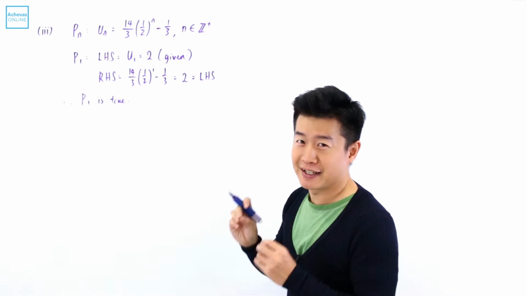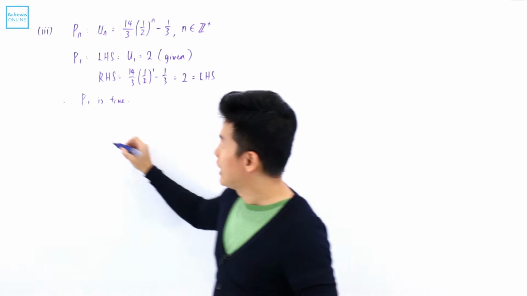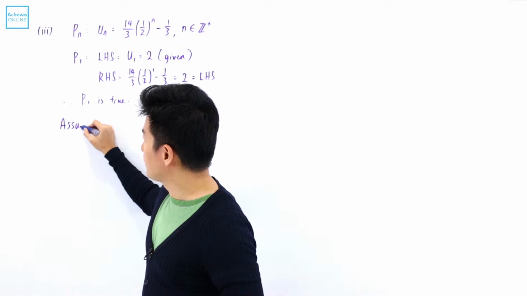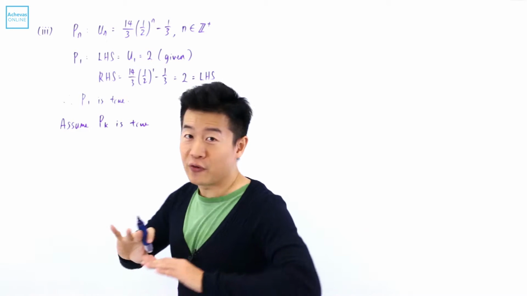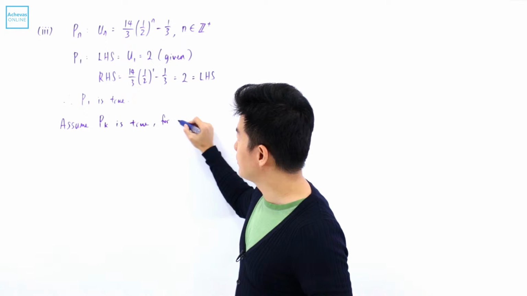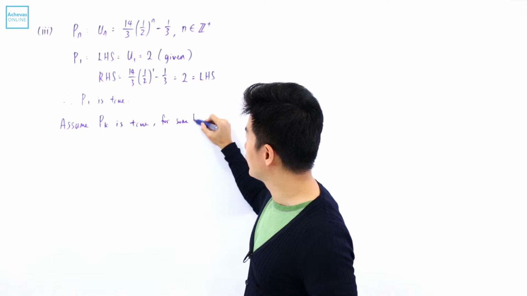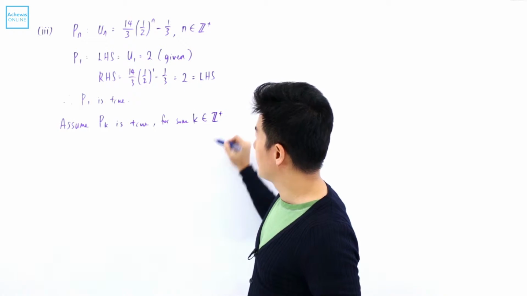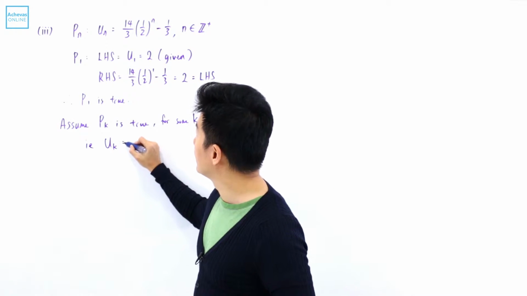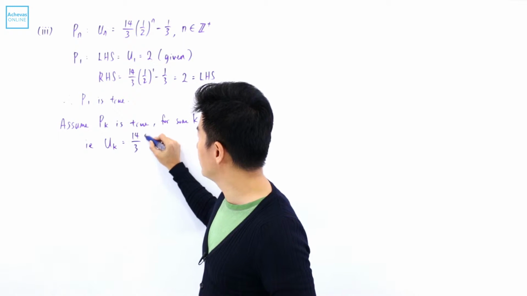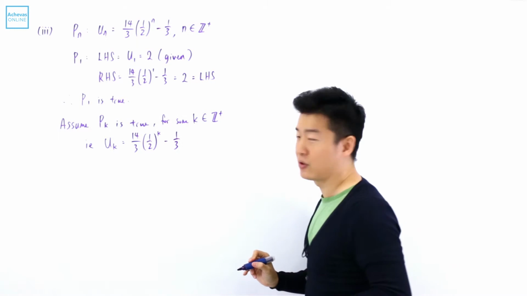To do that, I'm going to make an assumption. Since we have already found out that P1 is definitely going to be true, I'm going to assume that Pk is true, but not for any k, but for some of the k values, which is also belonging to this n values over here. So for some k, that is also going to be positive integer. What I'm trying to say is that Uk is going to be equal to 14 over 3, 1 over 2 to the power of k minus 1 over 3.